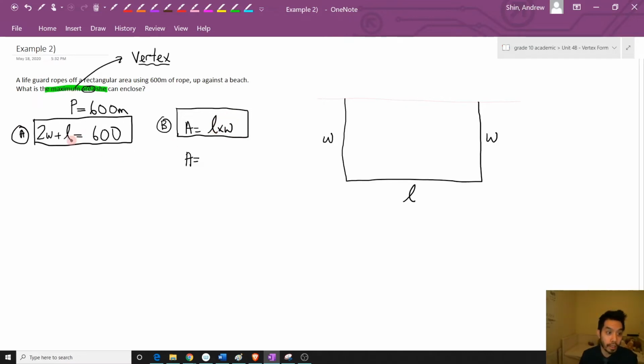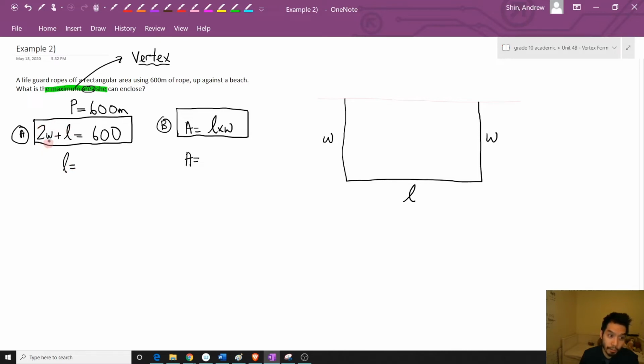But what I can do is use this first equation, isolate for L or W, and substitute it into here. And then, hopefully, I will have one variable on this side of the equation, and hopefully it'll be a quadratic so that I can find a maximum, and I can find that vertex. In this case, I can choose to isolate for W or L. But if I isolate for W here, there's already a coefficient here, which will cause a fraction. So it's better to isolate for L here, because there is no coefficient.